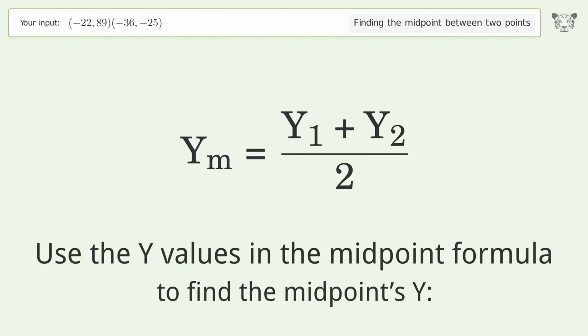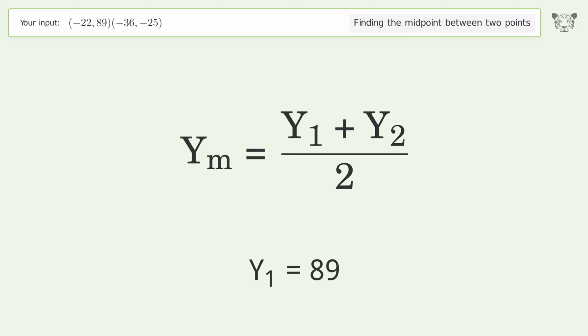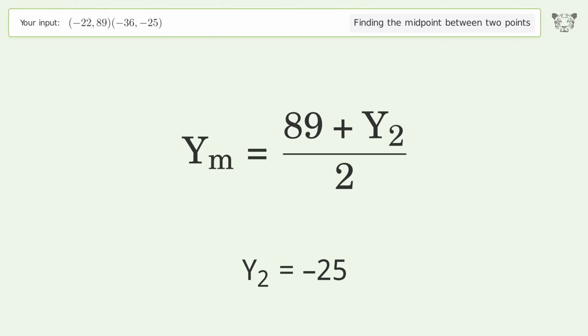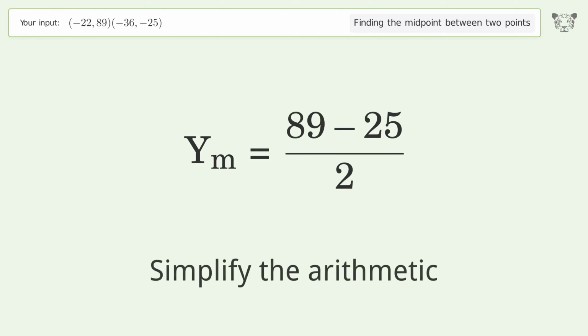Use the y values in the midpoint formula to find the midpoint's y. y1 equals 89. y2 equals negative 25. Simplify the arithmetic.